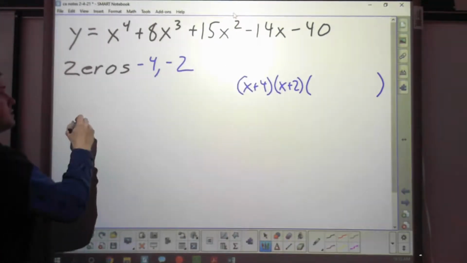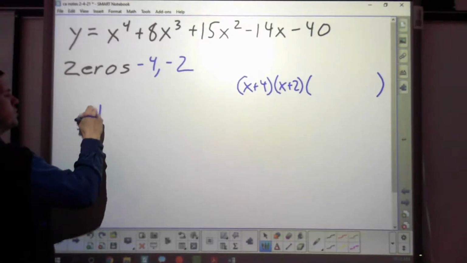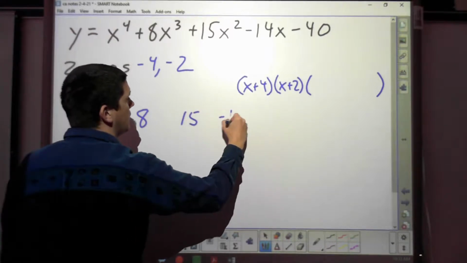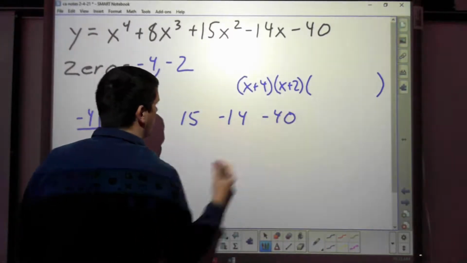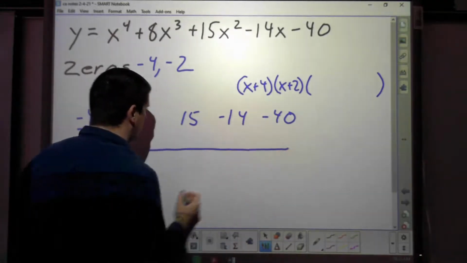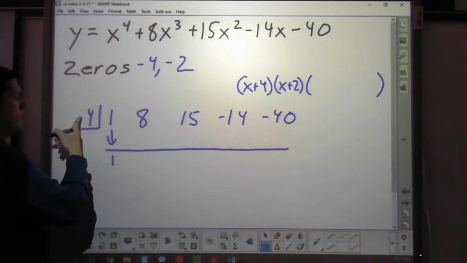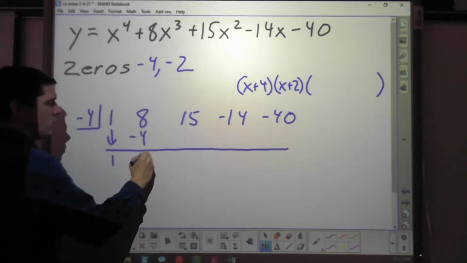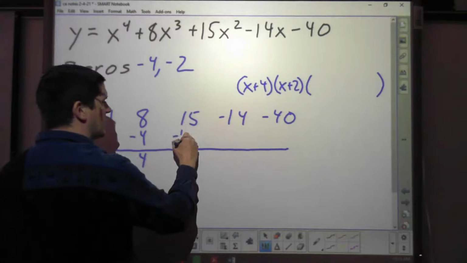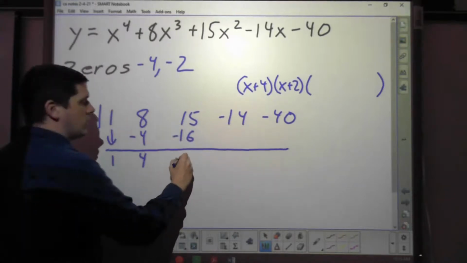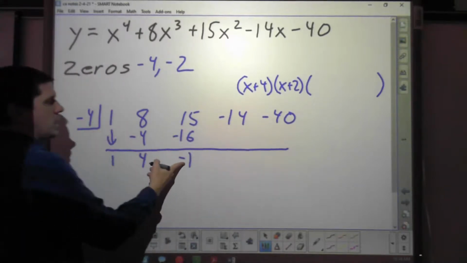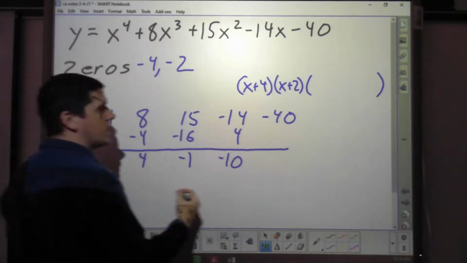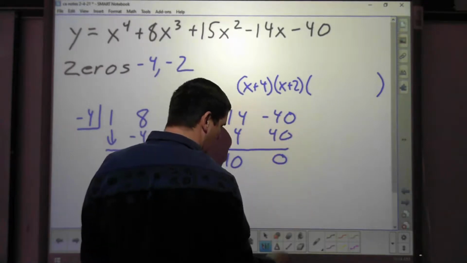So when I divide by this, I'll start with the -4. It doesn't matter which one you start with. We're going to end up in the same spot either way. 8, 15, -14, -40. Bring down the 1. -4 times 1 is -4. Add that down, I get 4. -4 times 4 is -16. Add that down, you get -1. -4 times -1 is 4. Add that down, -10. And -4 times -10 is 40. I get a 0. Great.